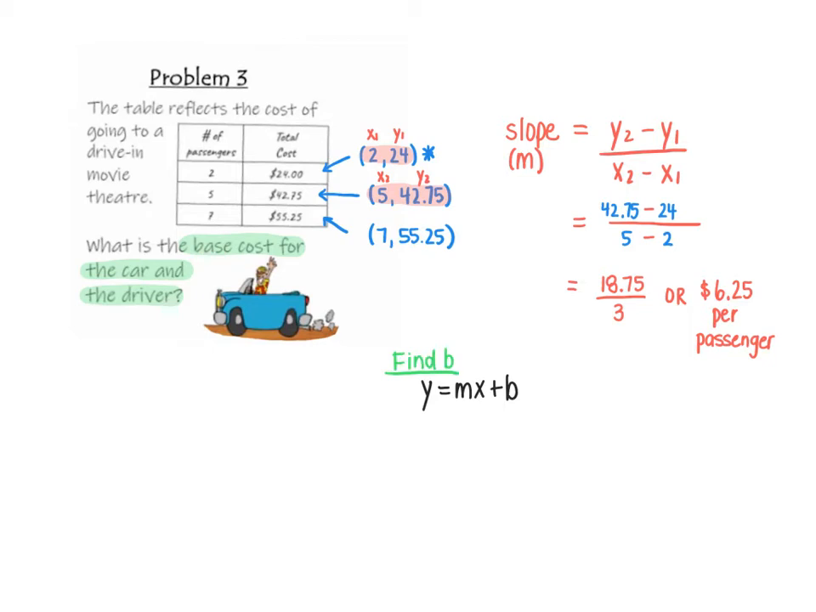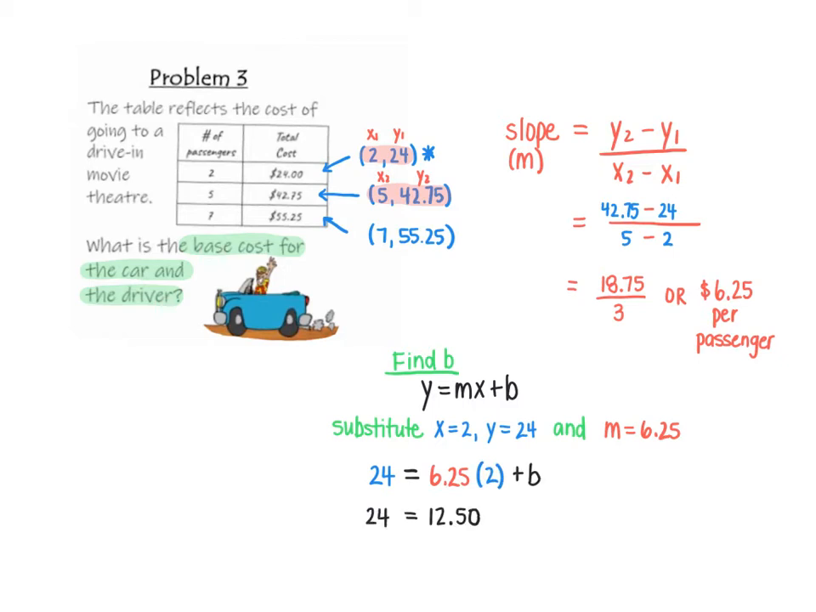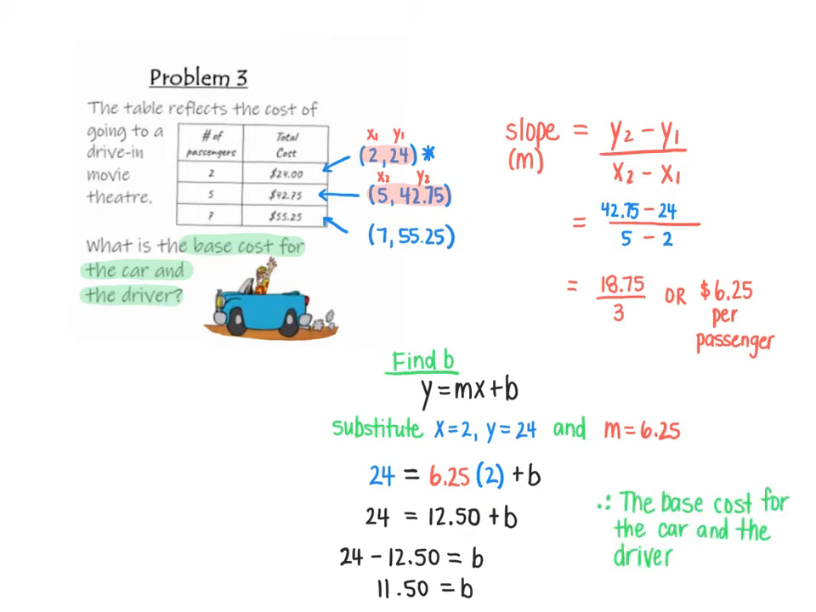We can use the first point of (2, 24). This will mean that when we substitute it into y equals mx plus b, we will have 24 equals our m value, which is 6.25, times 2 plus b. As we simplify, we'll have 24 equals $12.50 plus b, and then we will eventually find that b is equal to $11.50. This means that the base cost for the car and the driver is $11.50.